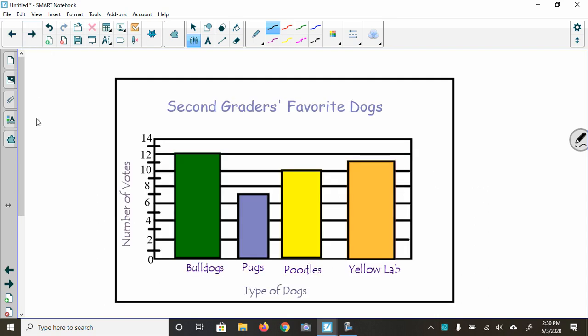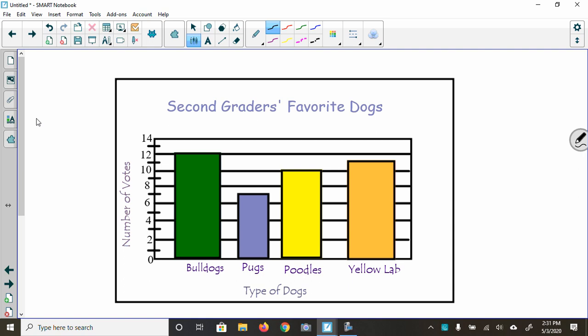So here is a bar graph, and we're used to seeing these. Remember, graphs are a way of taking information and putting it into a form that's easy for us to read or to answer questions about. This graph's title is Second Graders' Favorite Dogs. Down the side of the graph, we have number of votes. Across the bottom, we have the types of dogs that the children in second grade were able to vote for: bulldogs, pugs, poodles, and a yellow lab.